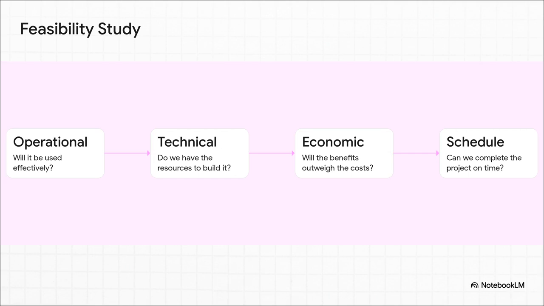Now get this, before anyone even thinks about writing a single line of code, the systems analyst runs a feasibility study. This is a huge checkpoint, a real go or no-go moment. They ask 4 key questions. First, operational. Are students and staff actually going to use this thing? Second, technical. Do we even have the tech and skills to build it? Third, economic. Is it going to deliver real value? And fourth, schedule. Can we finish it before the next semester starts? If the answer to any of those is a no, the project stops right there.